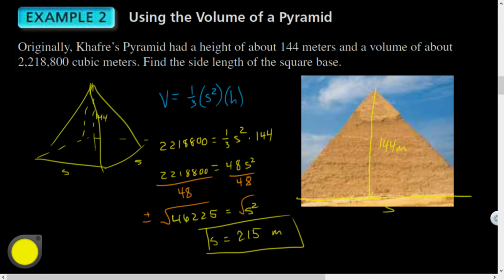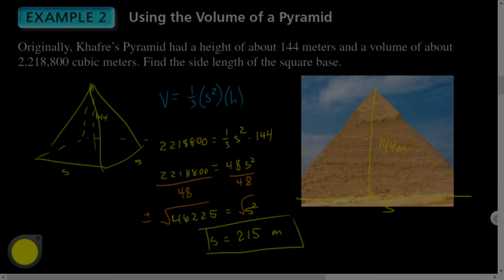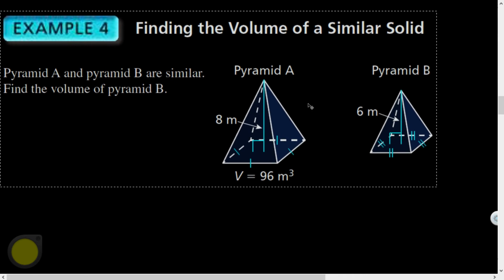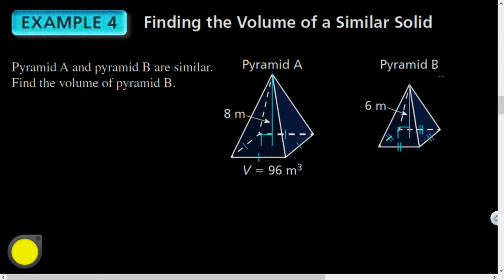I'm going to skip example 3. It's the same idea. Let's do example 4. Give us some time for some class quest. Oh, the volumes. Okay. Finding the volume of a similar solid. You guys actually already know how to do this. Pyramid A and Pyramid B are similar. Find the volume of Pyramid B.